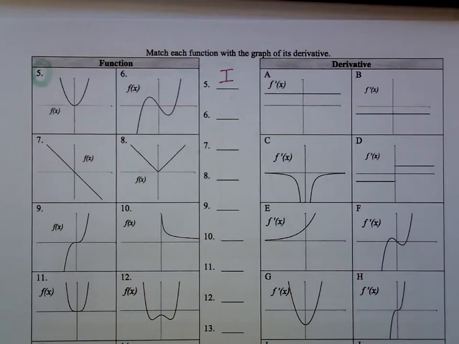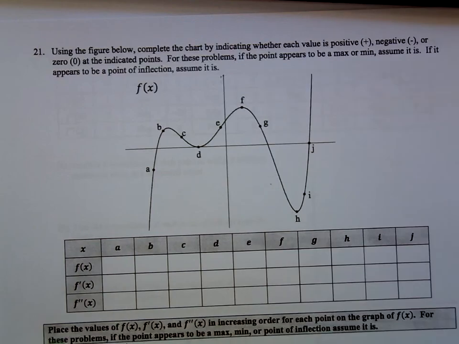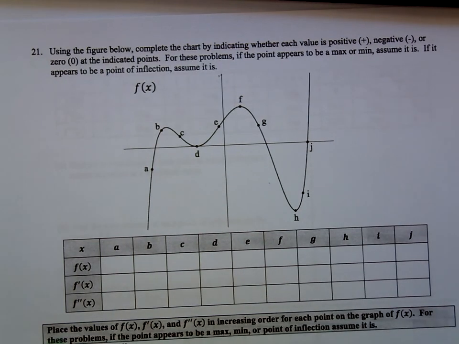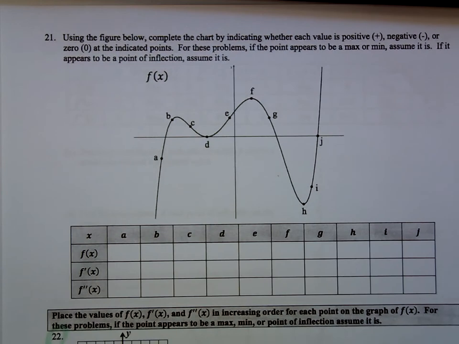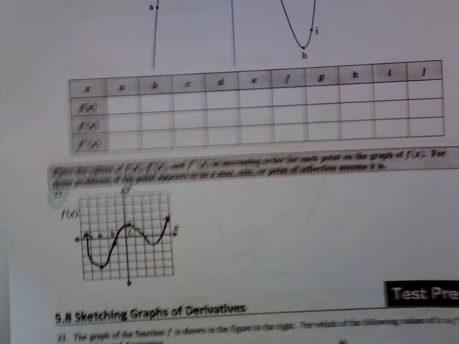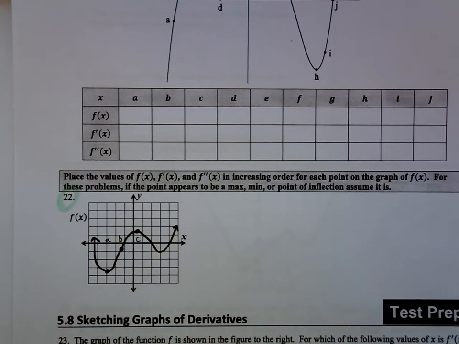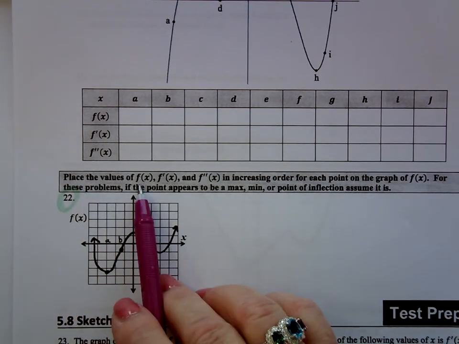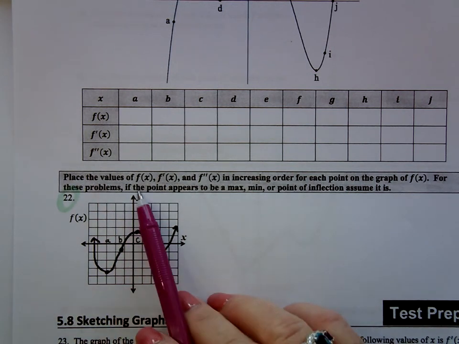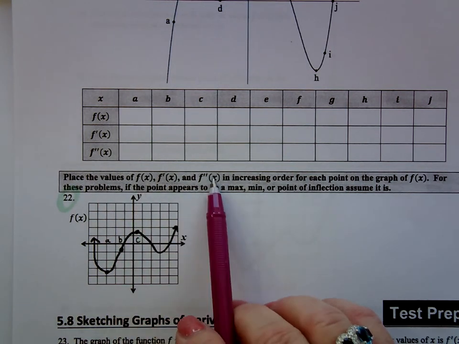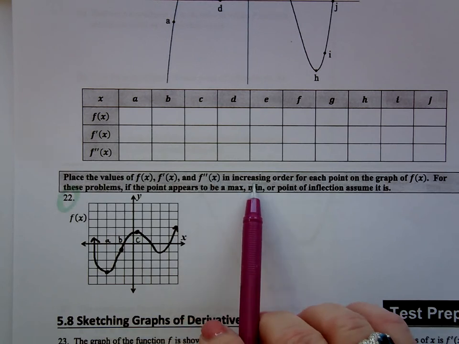That's that page. Then number 22 is next on our agenda. If I look at 22, they weren't very specific in the directions for this, so I'm going to be a little bit more careful in how I approach it. I've seen this as a multiple choice question on the exam before. Place the values of f of x, f prime of x, and f double prime of x in increasing order for each point on the graph.